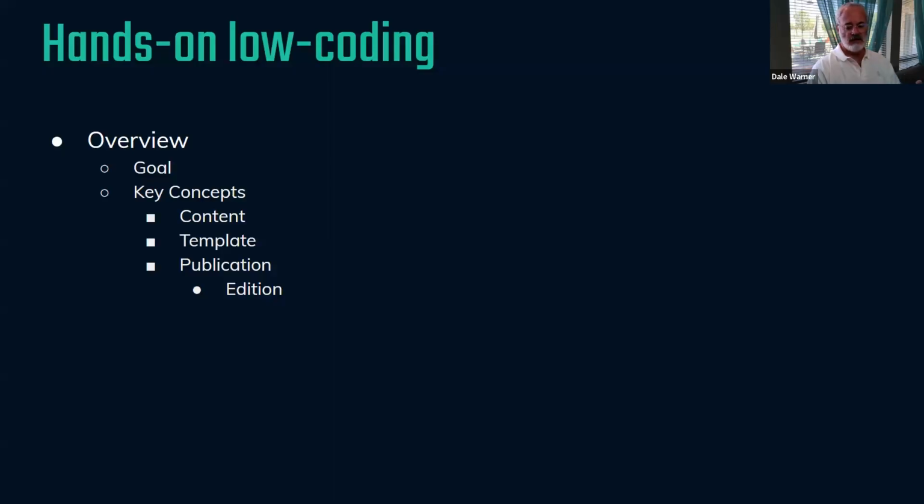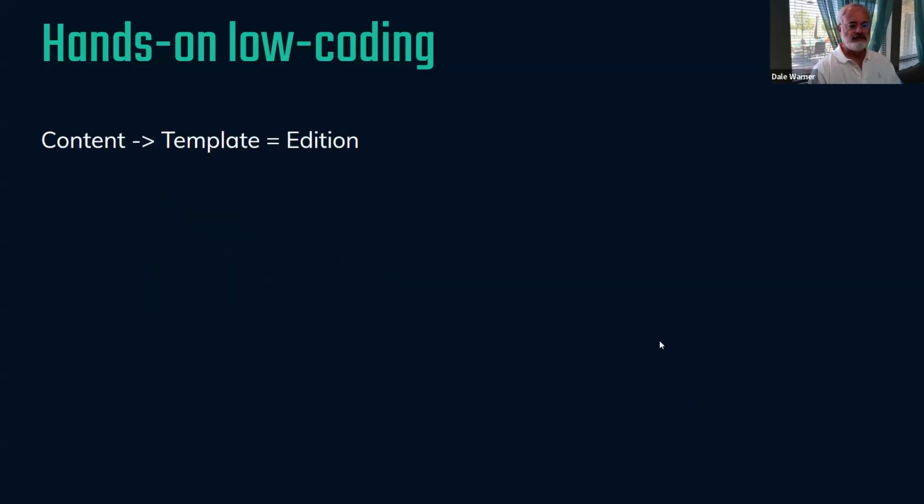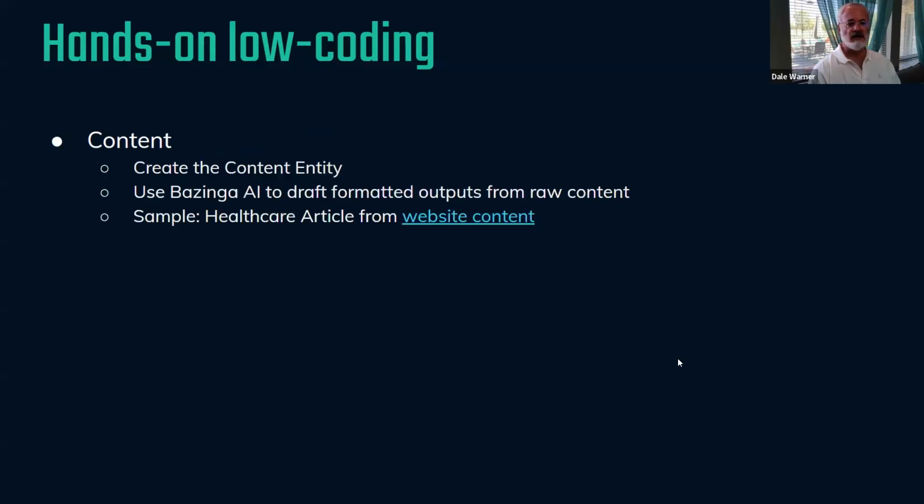So we might do a newsletter to you telling you what's going on, but at the same time we might use that as part of a marketing piece. So that's where we're going, and that's the key concepts of what we're talking about today. So the basic formula that I'm using is that content is going to be injected into a template to come up with an edition. And so that's just kind of set the stage for what we're going to do. And so we'll start with content.